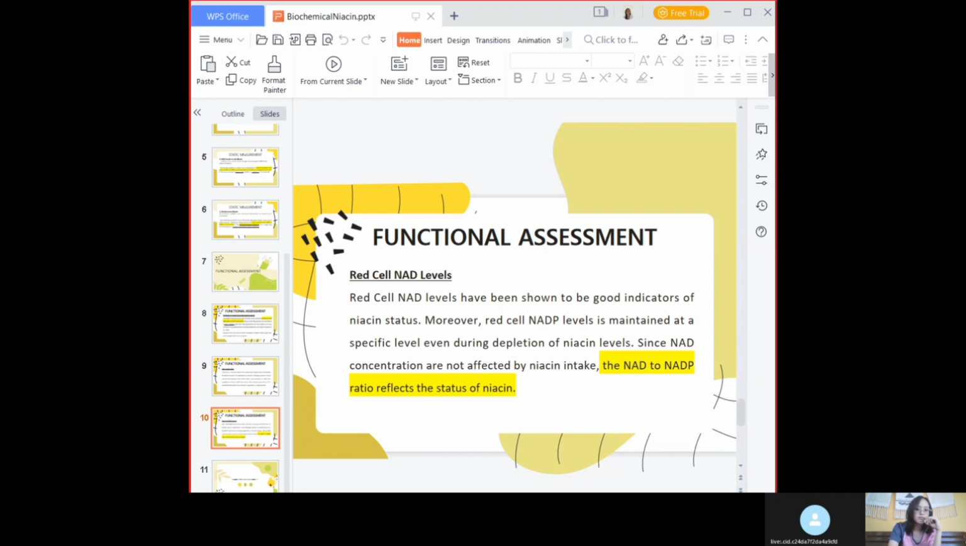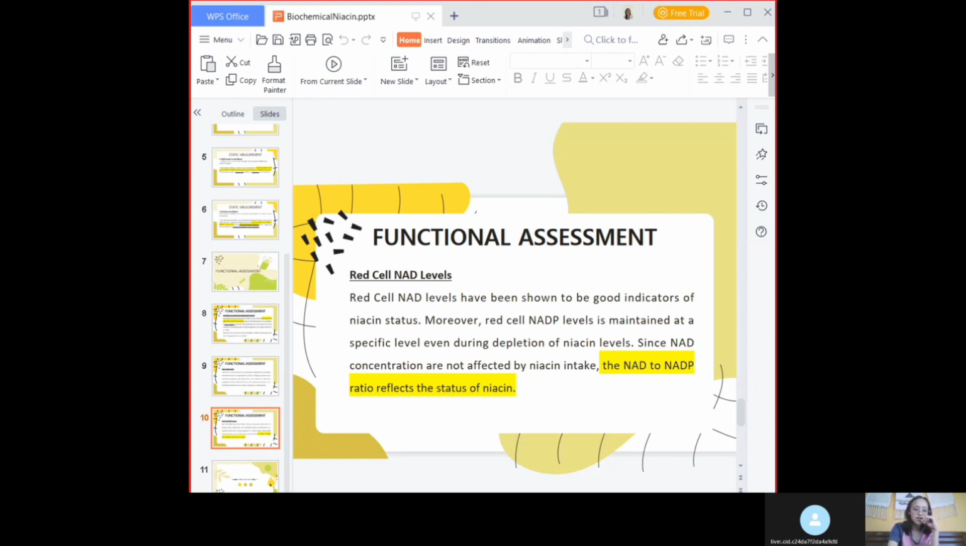So next we have the red blood cell NAD levels. One of the methods for assessing niacin status in humans is the measurement of the active coenzymes of niacin, NAD and NADP. Erythrocyte NAD and NADP concentrations are more direct measures of functional niacin status and have been shown to respond to changes in niacin intake in humans.